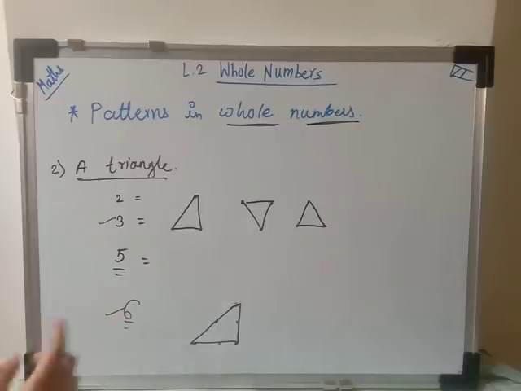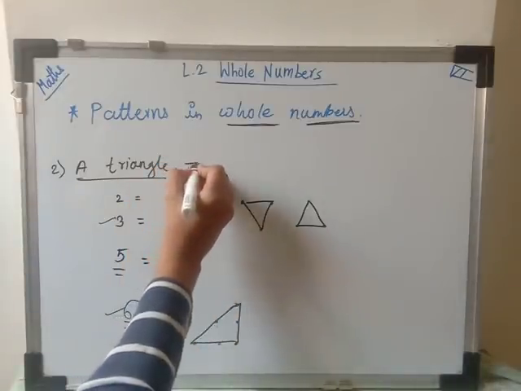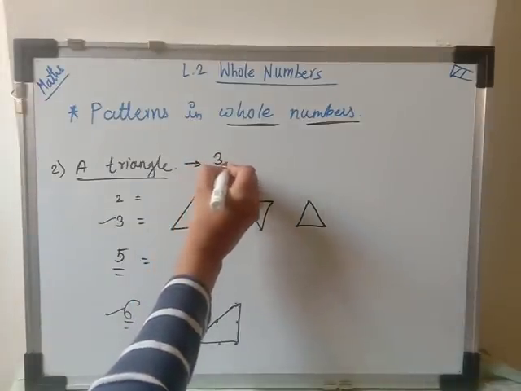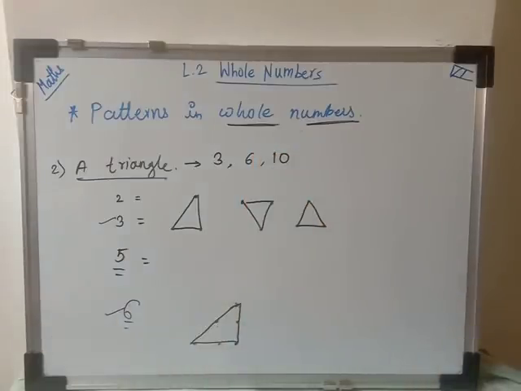And after 6 I am going to take 10. So here I am going to write which numbers we can use to make a triangle, that is 3, 6, and the last one I am going to take, that is 10.